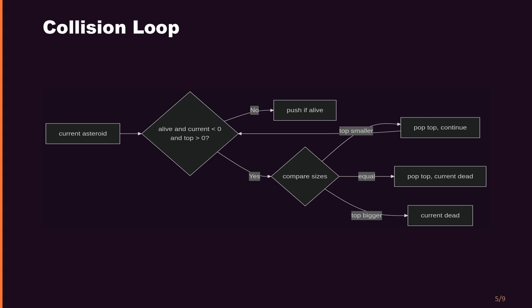The loop keeps colliding the current asteroid while it is alive, current is negative, and the stack top is positive. If the top is smaller, pop it and continue. If sizes are equal, pop the top and mark current as dead. If the top is bigger, current is dead. When the loop ends, push current only if it is still alive.